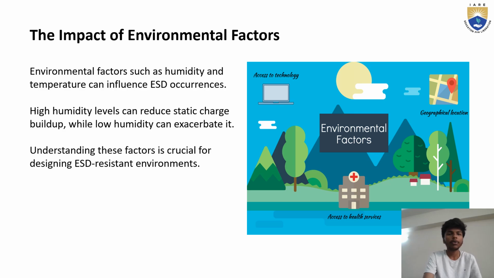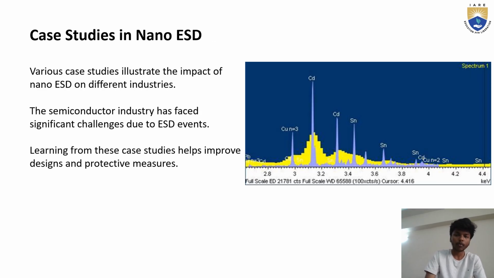Now we would like to know about the impact of environmental factors. Environmental factors such as humidity and temperature can influence ESD occurrences. High humidity levels can reduce static charge buildup, while low humidity can exacerbate it. Understanding these factors is crucial for designing ESD resistant environments. Here we can see access to technology, geographical location, environmental factors, and access to health services.